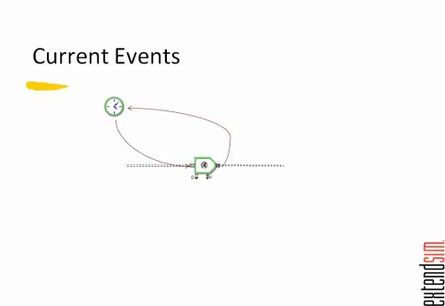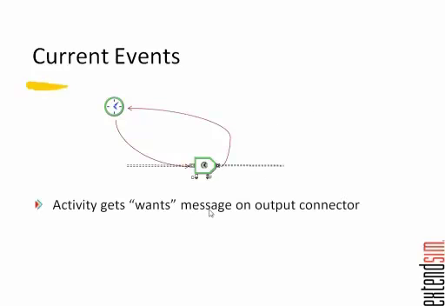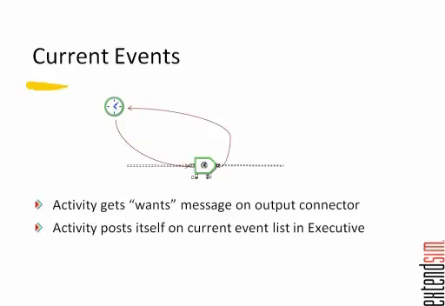I've got just an activity, and a wants message is going to come in on the output connector. That says we're going to try to pull the item out of the activity. So in response to that, the activity is going to post itself on the current event list in the executive. So it's going to tell the executive, get back to me before the clock advances. Before you move to the next event, get back to me.